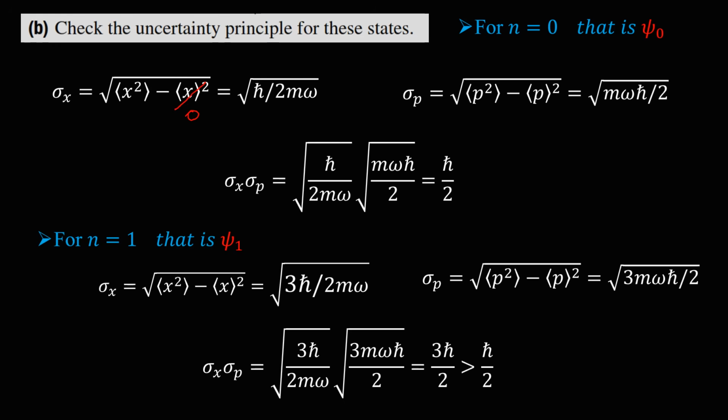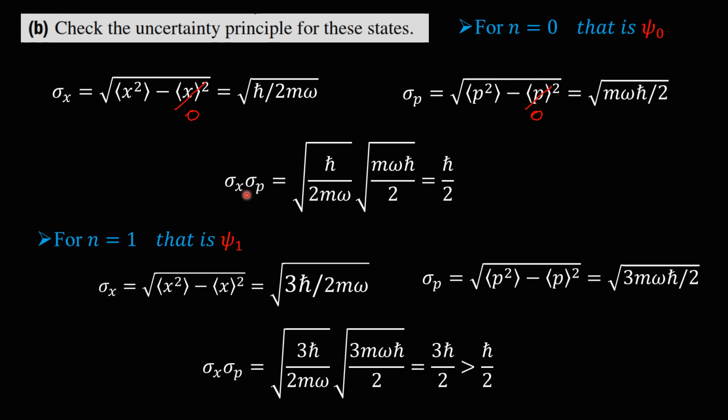So only the square root of the expectation value of x squared. The expectation value of x squared, we have seen, is h cross divided by 2m omega, so we have to take naturally the square root. For sigma p, naturally we have seen that the expectation value of p is equal to 0. This is just the square root of the expectation value of p squared. The expectation value of p squared is m omega h cross over 2, that is, you have to take the square root of that. Then you multiply sigma x and sigma p.